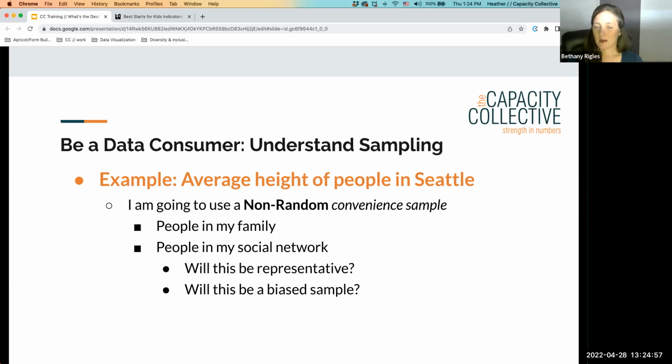The other thing that might make family a problem are the ages of people in your family. So are there more kids than adults or vice versa? And obviously you would expect the children might be shorter than adults. And so how does that throw off your average? So then similar question, if I extended this non-random sample to my social network, what might be the problem with that?